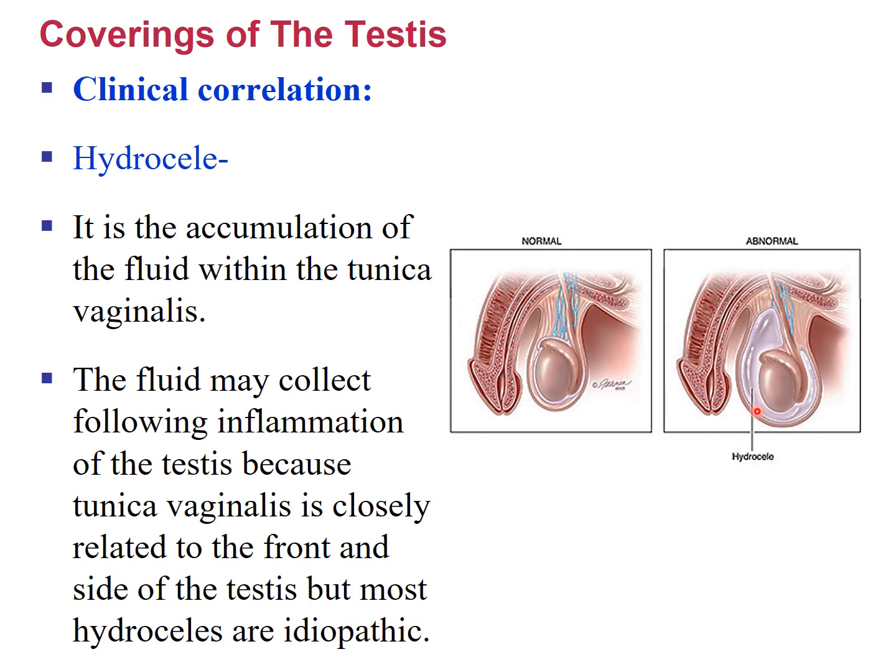The fluid may collect following the inflammation of the testis because the tunica vaginalis is closely related to the front and side of the testis. But most hydroceles are idiopathic. Idiopathic means the cause is unknown.